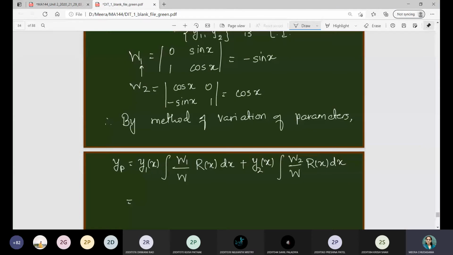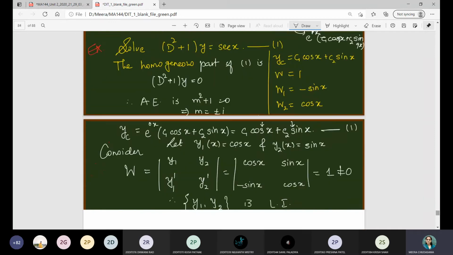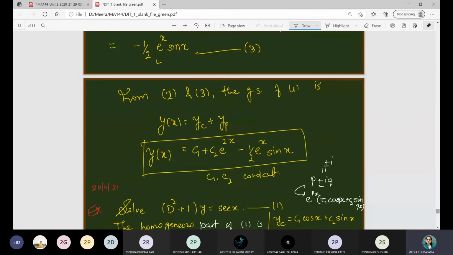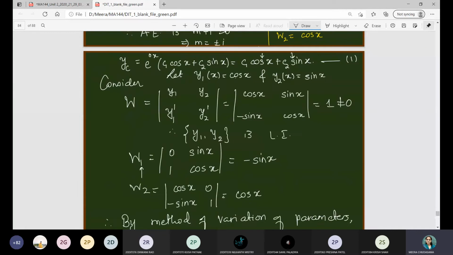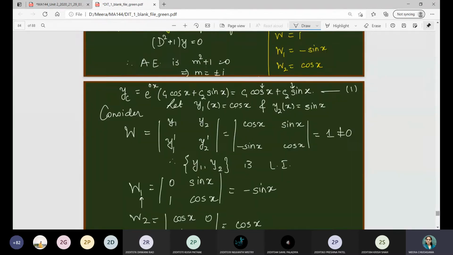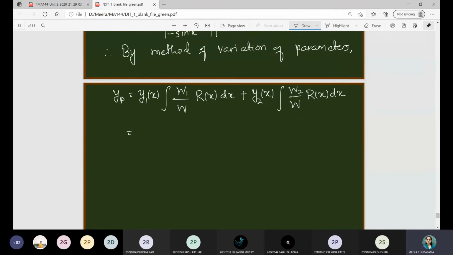So y1(x) is nothing but, what is y1(x)? Here you can see it is cos x and y2(x) is sin x, right? So let us substitute this value, cos x integration, what is W1?